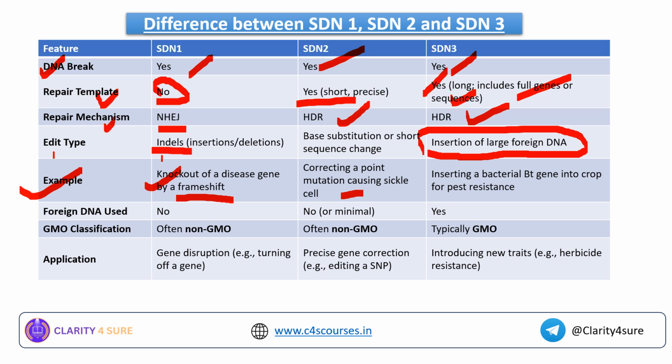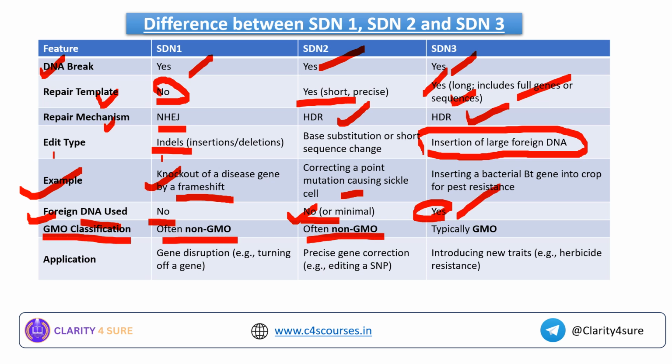Okay. And the next point, are we going to use any foreign DNA? No in the case of SDN1, no or minimal in the case of SDN2, and it is typically yes in SDN3. GMO classification: SDN1 is often non-GMO. SDN2 is also often non-GMO, but SDN3 is a typical GMO. But sometimes a minimal foreign gene will be inserted in some SDN2 techniques, so that will be classified as GMO in certain countries like Germany and the USA.